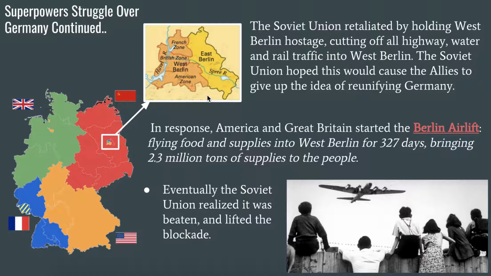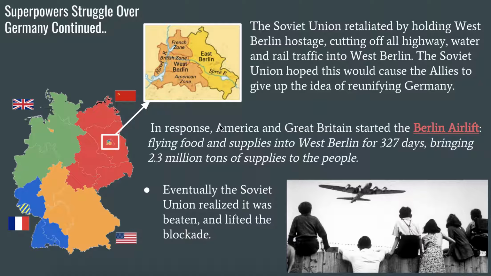And they hoped that doing this and holding West Berlin hostage, which was technically a French, British, and American zone, would cause the Allies to give up their idea of reunifying Germany. However, it didn't work for them.